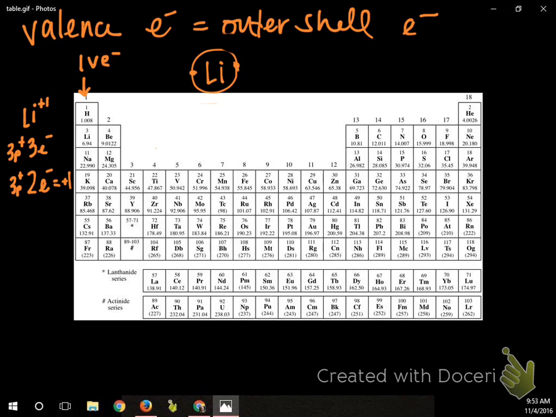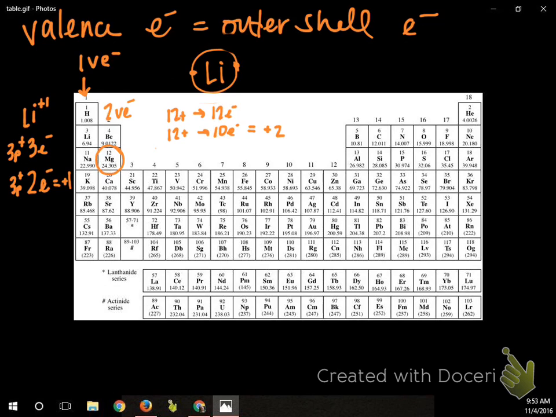The same thing applies for group 2. They have 2 valence electrons. Would they rather give up their 2 or gather in 6 more? They'd rather give away 2. It's a lot easier to give away 2 than to gather 6. So let's look at magnesium, for example. Magnesium has 12 protons, and a neutral magnesium atom has 12 electrons. But we said magnesium has 2 in its outer shell that it wants to get rid of, which means 12 protons and 10 electrons leaves us with a charge of +2.